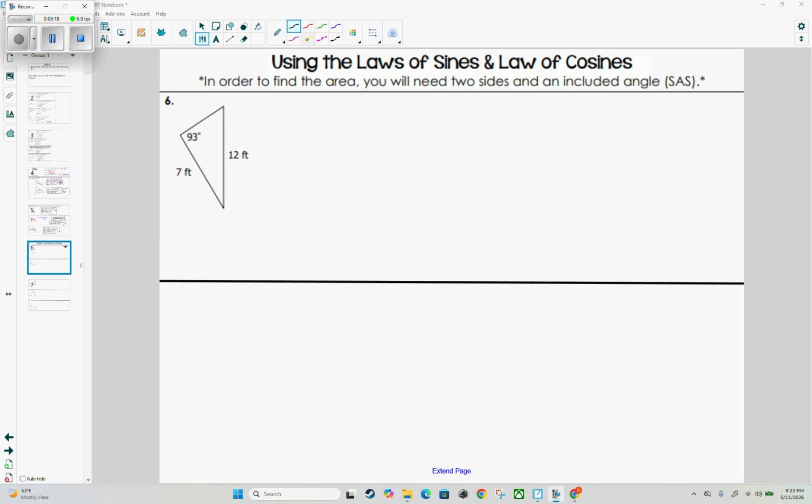Okay, so we're looking at this. I do have a degree. I have my sides. I want to find the area. So I'm going to look here, and I'm going to highlight again.